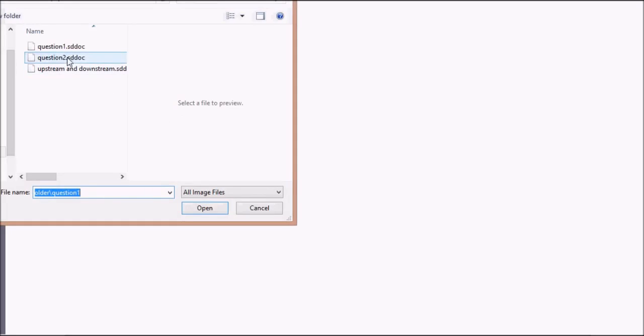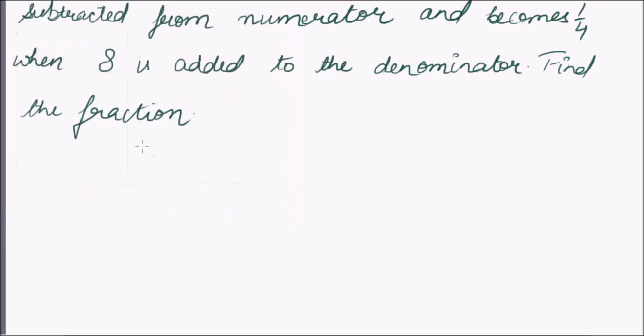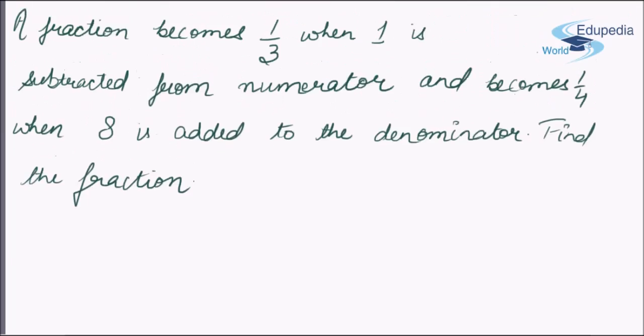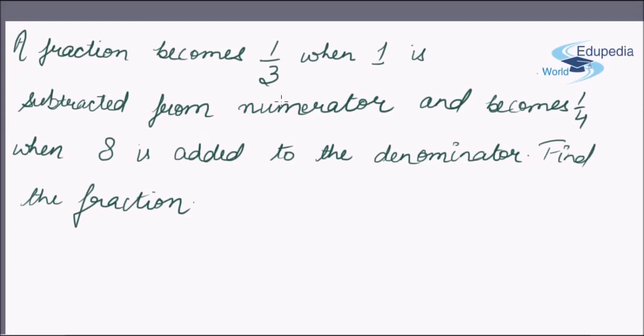Let us have one more example. The question says a fraction becomes 1 by 3 when 1 is added, subtracted from numerator, and becomes 1 by 4 when 8 is added to the denominator. Find the fraction.